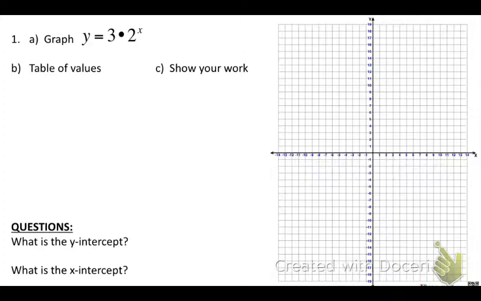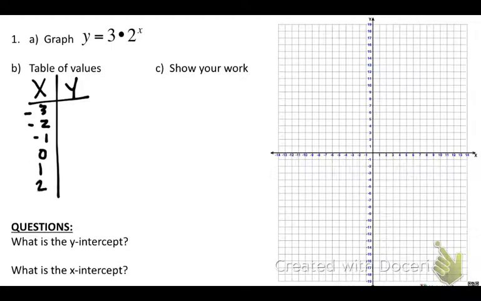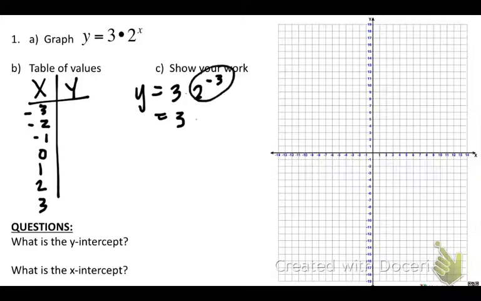We're going to graph the equation y equals 3 times 2 to the x. Okay, so let's go ahead and show our work over here. I'm just going to go in order of the table: 3 times 2 to the negative third, okay? So I have 3 times, now this I'm going to kick to the bottom.